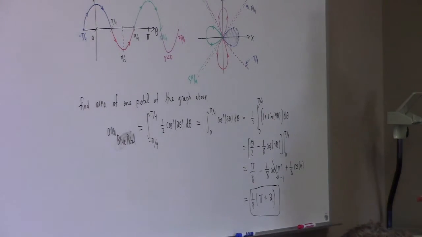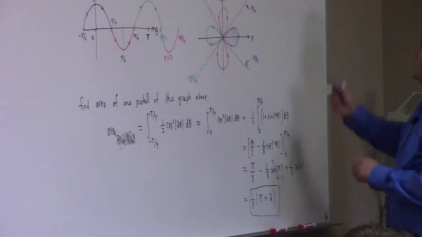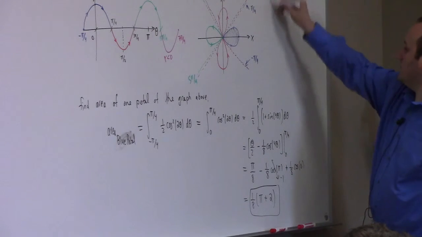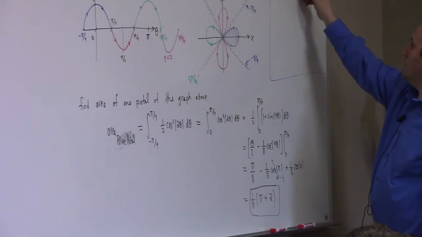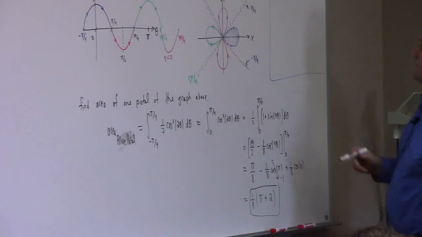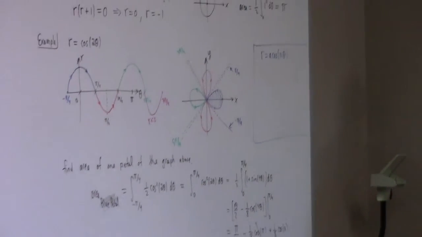Now, this generalizes. Let me bump it up a notch. What if you thought about r equals a cosine of n theta? If you followed this example carefully, I'll let you catch up first. You guys are still working on my area calculation. You guys with me?